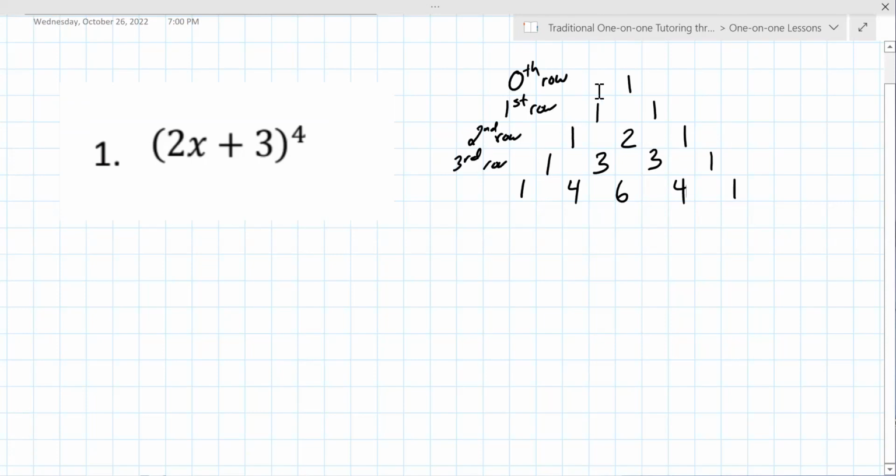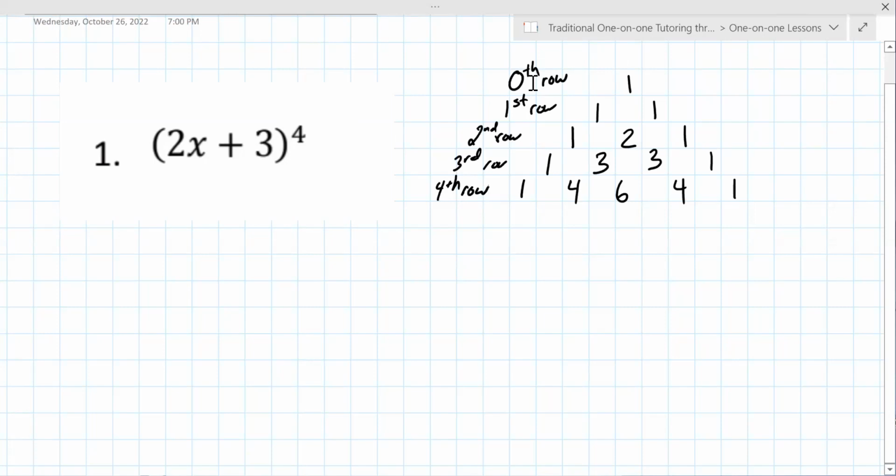Now, in terms of how far you need to go, it depends on this exponent right here. That exponent is a 4, so you need to go to the 4th row. But again, it indexes, and that's a computer science or programming term. It indexes at 0, meaning you don't count it as the first, you count it as the 0th row. Which is odd, but try not to get tripped up by that.